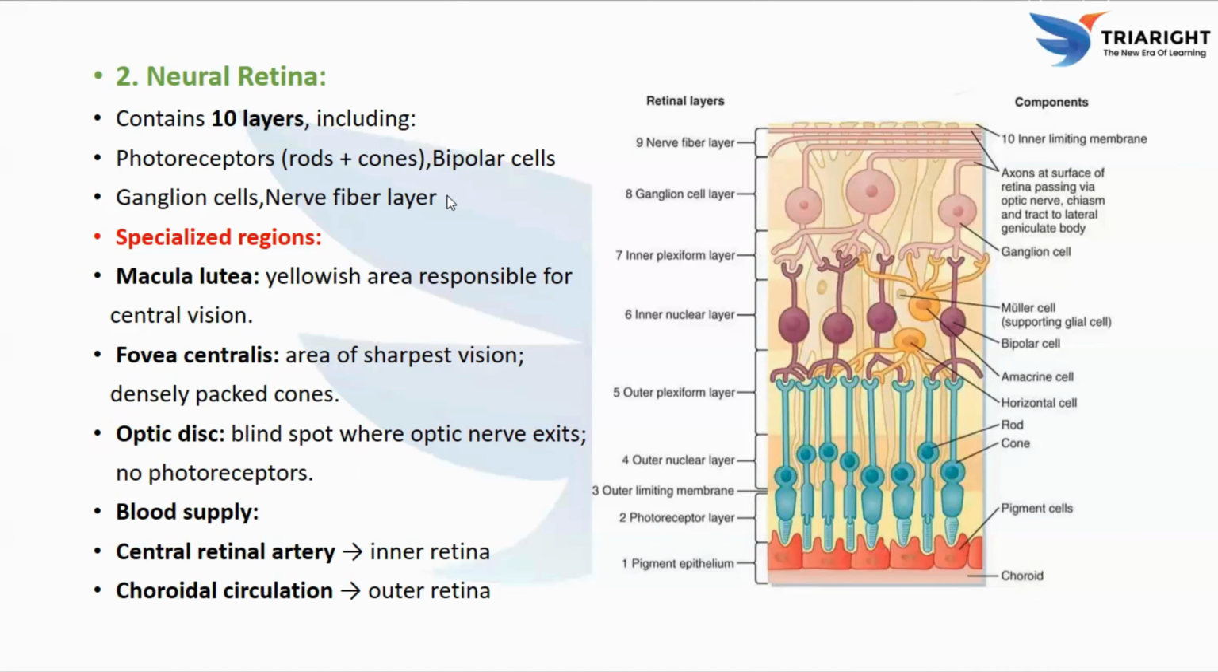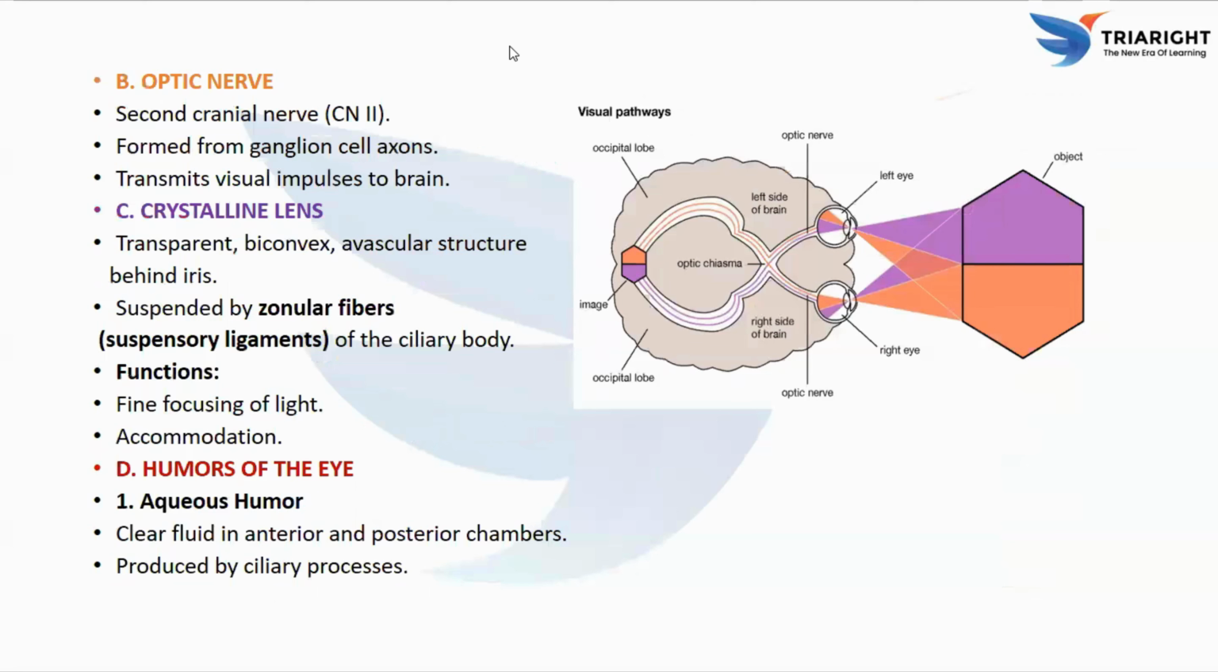So next, coming to the optic nerve. What is the optic nerve? It is the second cranial nerve and a crucial part of the visual system. It is made up of the axons of retinal ganglion cells. These axons collect at the back of the eye and form the optic nerve. The optic nerve carries the visual information, the electrical impulses, from the retina to the brain, specifically to the occipital lobe where vision is processed.